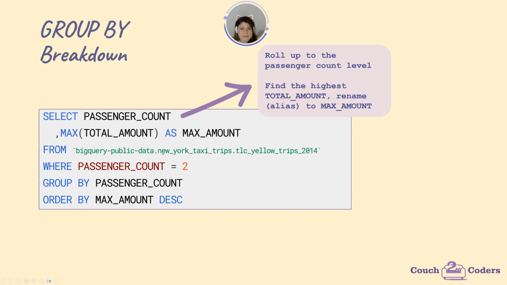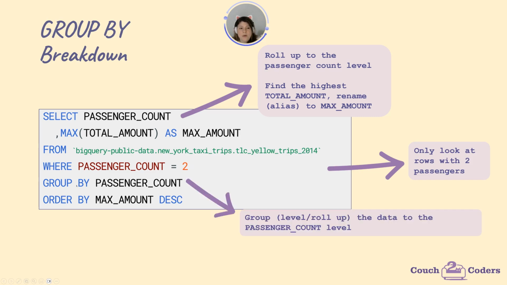Our from is the same as before. We're only looking at where passenger count is equal to, and then what we group by, this is where we're leveling up the data, and we're leveling up to passenger count. And again, if you feel a little overwhelmed, this is just an introduction. We're going to do a lot of examples, and once we start getting our hands dirty in the data, I think it'll be a lot more clear.